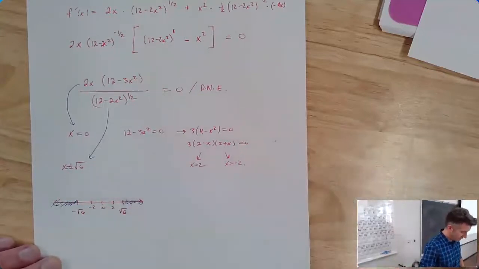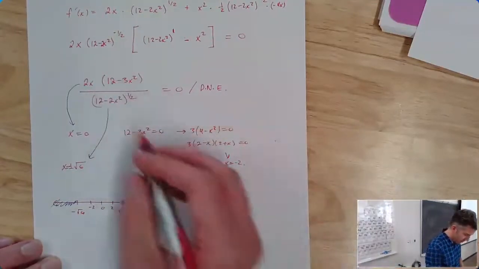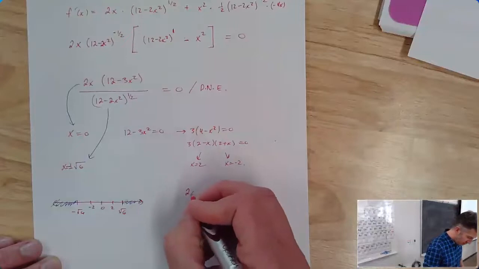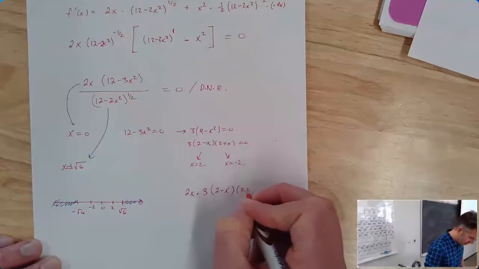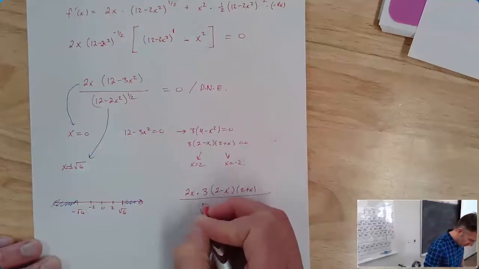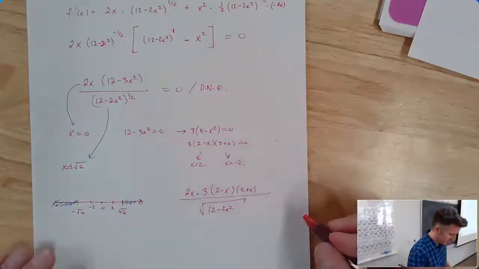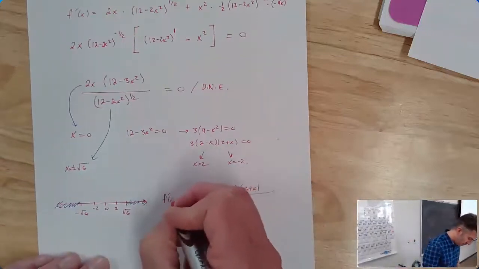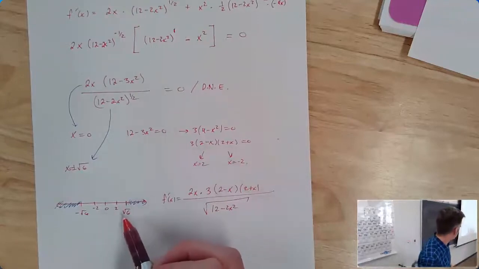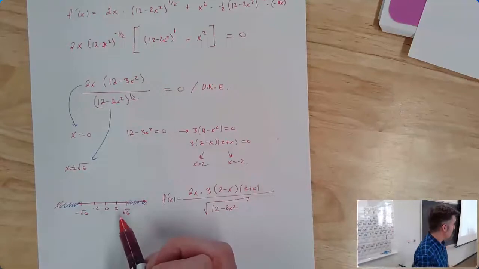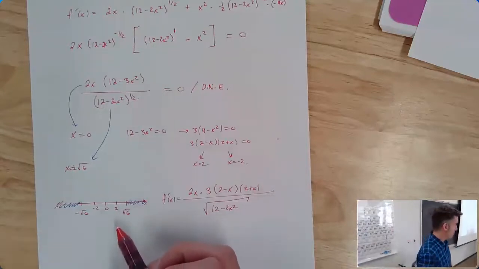It's probably to our benefit to factor this a little bit more. Here's what I mean. If I write this as 2x times 3 times (2 minus x) times (2 plus x) over the square root of 12 minus 2x squared, it might be a little bit easier to see what's happening when I look at what's happening in each section. So if I pick a number between 2 and root 6, I can only think of really one good option, the square root of 5. Definitely bigger than 2, definitely smaller than root 6.